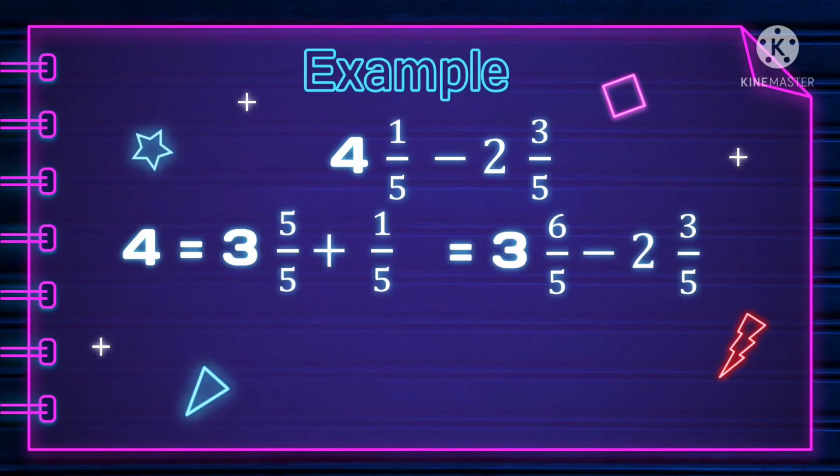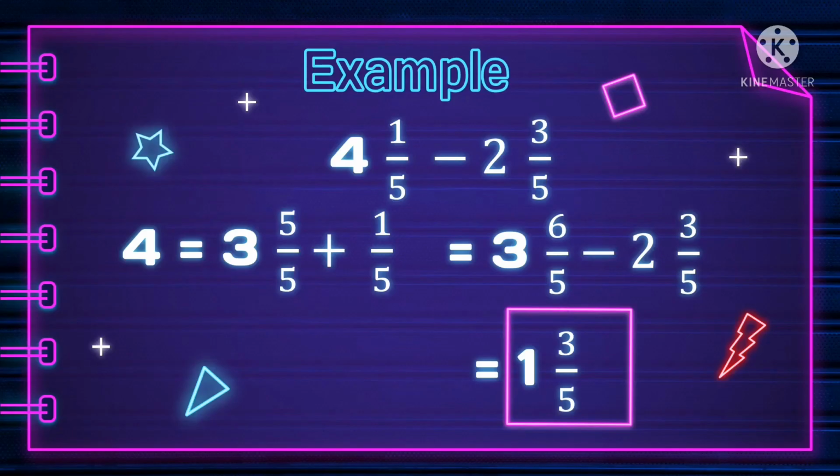So, 3 minus 2, that is 1. And 6 minus 3, so the answer is 3. And copy the same denominator, which is 5. So, the final answer is 1 and 3/5. So, hindi na rin natin siya pwedeng i-simplify dahil siya ay naka-simplest form na.